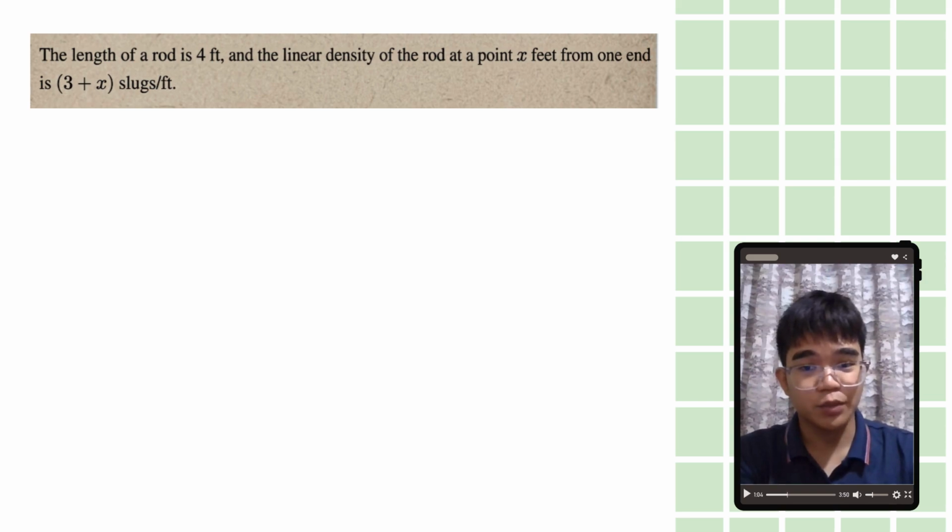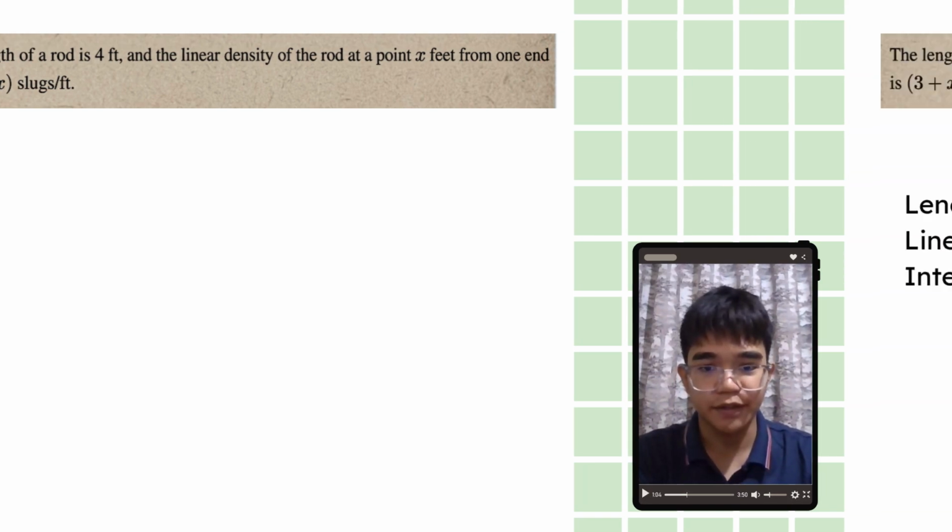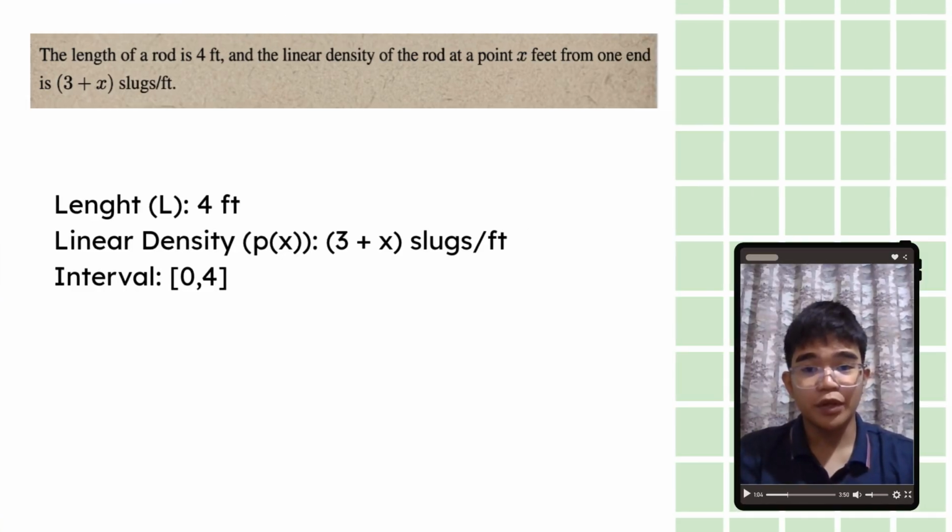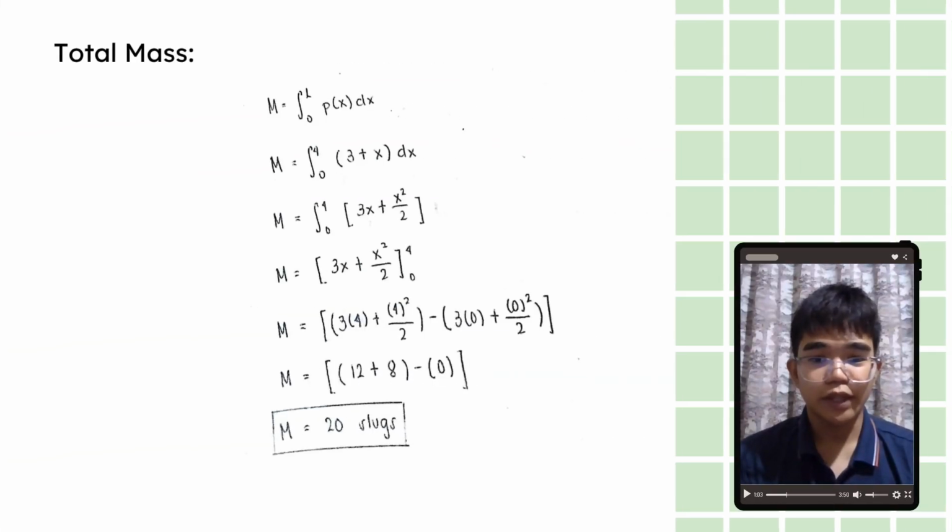Moving on to the next question, the length of a rod is 4 feet, and the linear density of the rod at point x feet from one end is 3 plus x slugs per foot. Now, for our given problem, we know that our length, or our L, is 4 feet, and our linear density, or our p of x, is 3 plus x slugs per foot, and our interval is 0 to 4. We first solve the total mass.